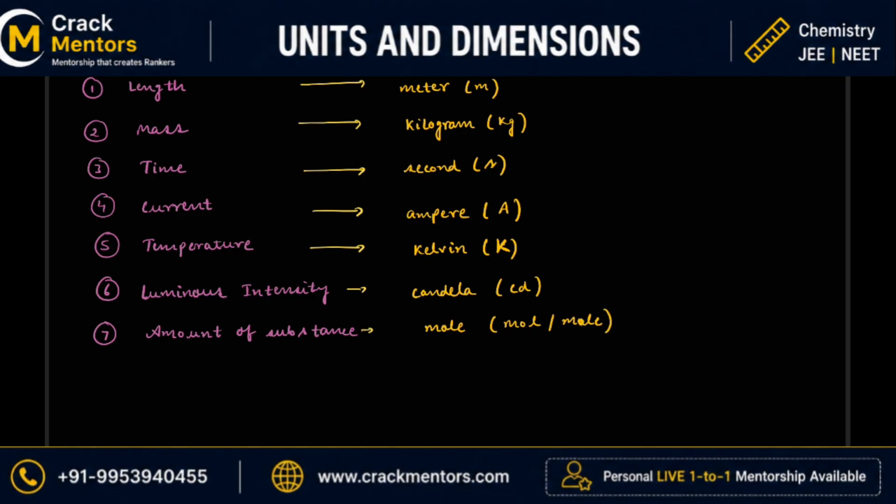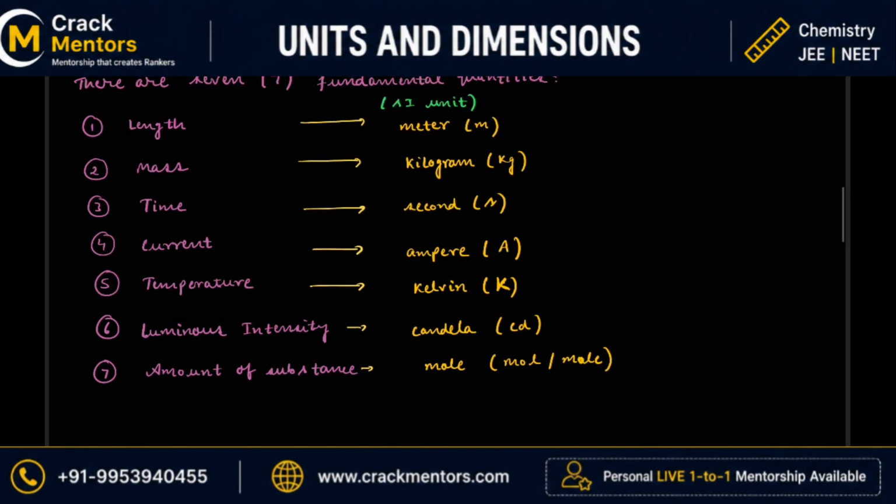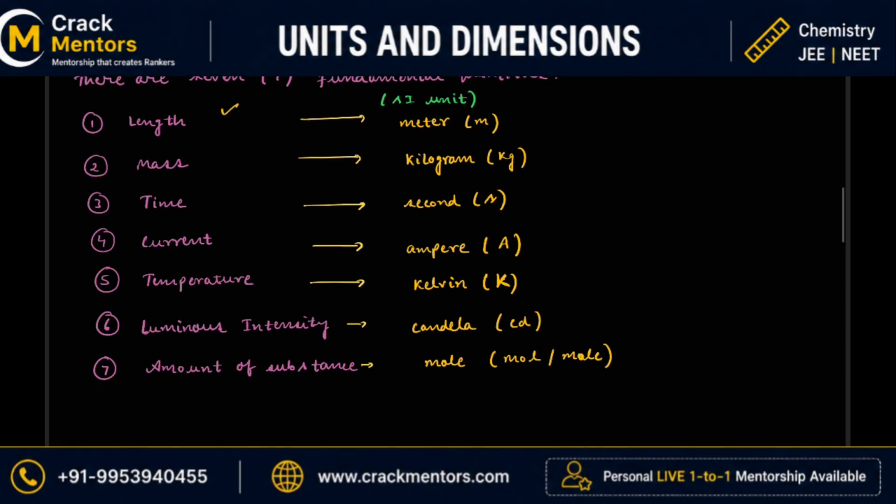So these are the seven fundamental quantities, their names, the names of their SI units, and the symbols for their SI units. Now let's discuss what an SI unit is.